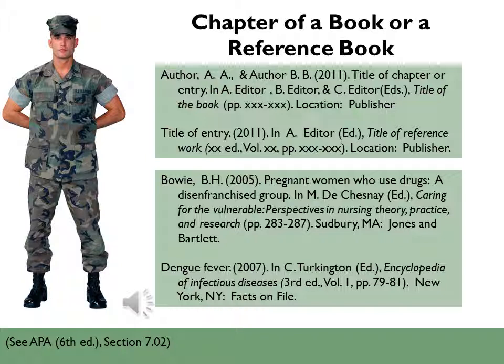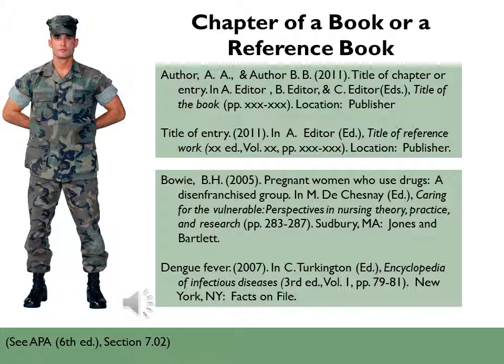When citing a chapter of a book or a reference book, it's important to note that if each of the entries has a specific author's name, meaning each of the entries has an author within the whole text, you have to give credit to the individual author. If you look on the slide, the first example, pregnant women who use drugs, a disenfranchised group. In this case, this specific chapter has an author's name. Rather than just cite the entire book, what APA says is that you need to cite that specific chapter. So you'll see Bowie, comma, space, B, period, H, period. That's the author's name. Then you'll list the title of the work, and then where is it found?